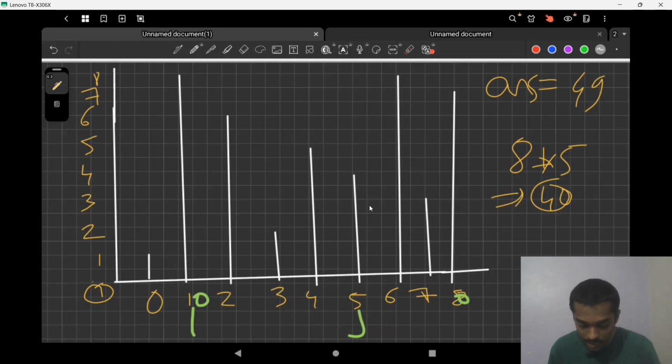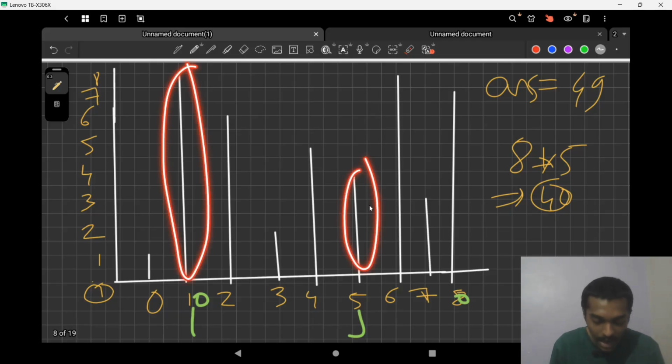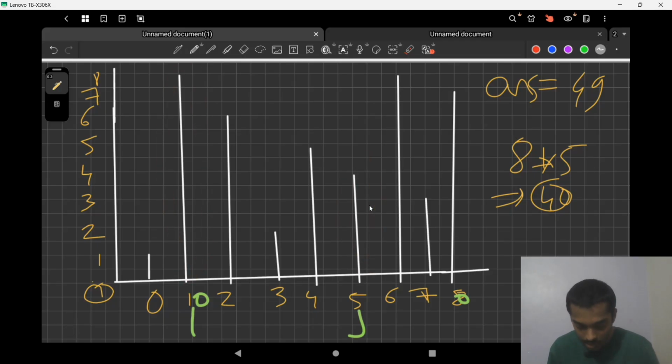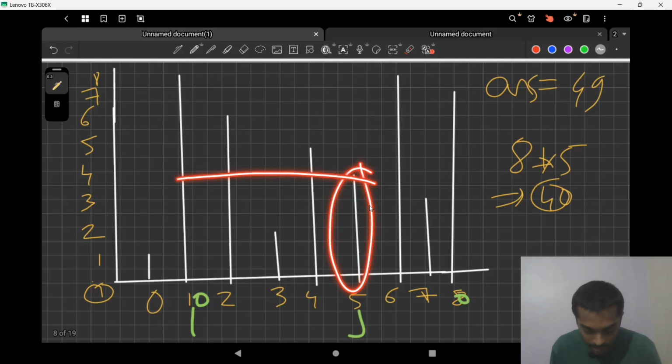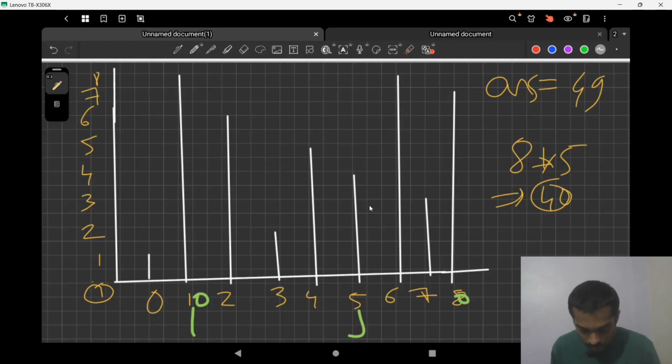Now let's check the height. The height is 5, the minimum of both, and the width is 5 minus 1, which is 4. So width 4 and height 5 gives 20, hmm, the area is 25, which is also not greater than our current answer, so we are not updating it. Now we have to move our j pointer again, because this is the smaller height.